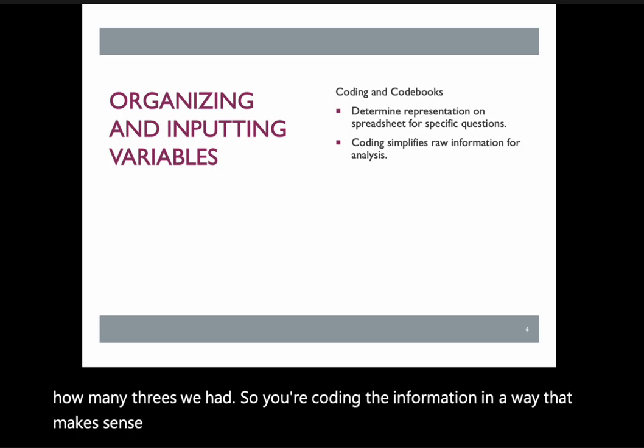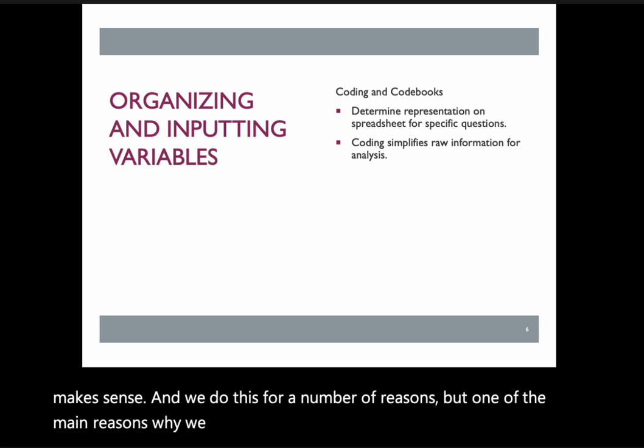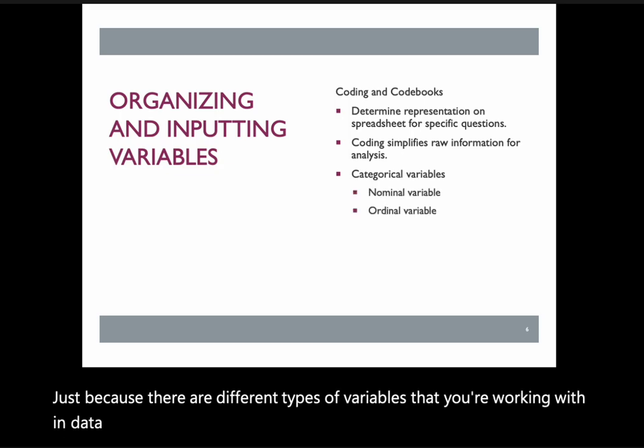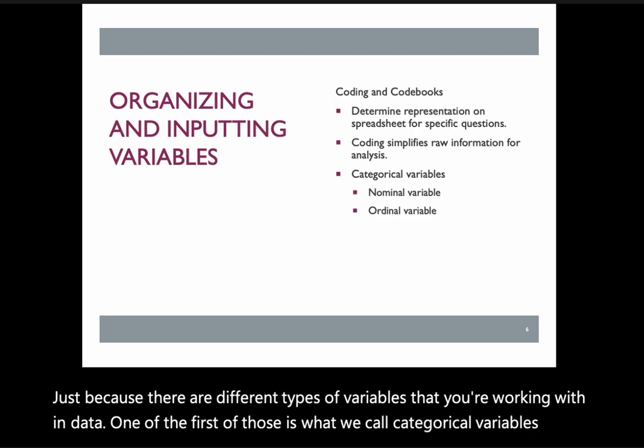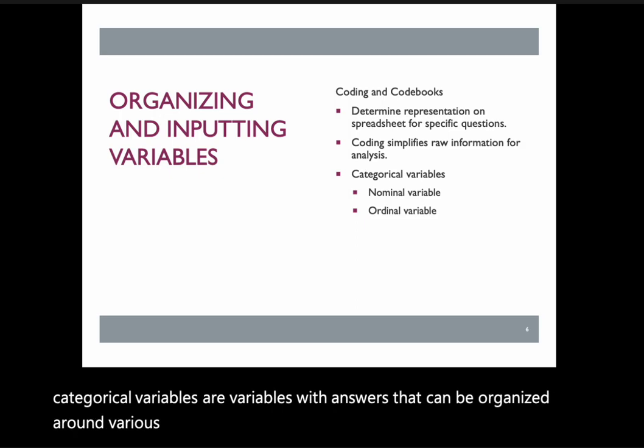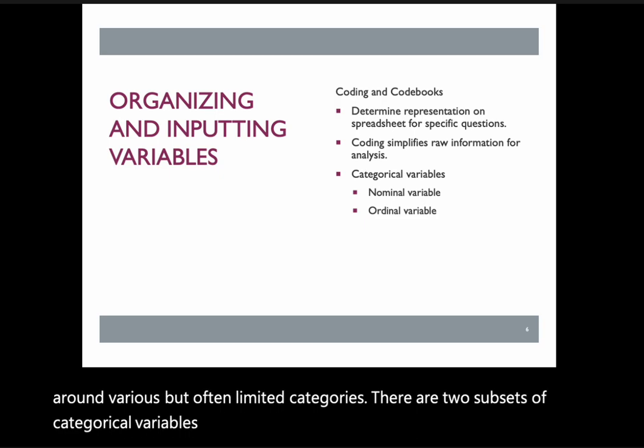And we do this for a number of reasons, but one of the main reasons why we code information is because there are different types of variables that you're working with in data. One of the first of those is what we call categorical variables. And categorical variables are variables with answers that can be organized around various but often limited categories. There are two subsets of categorical variables, nominal and ordinal variables.